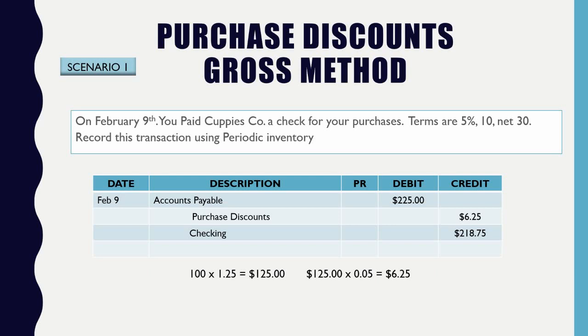Okay. So any questions here in regards to the gross method? It's a condition that must be met, so you have to pay within a certain number of days in order to get the discount. So any questions here?